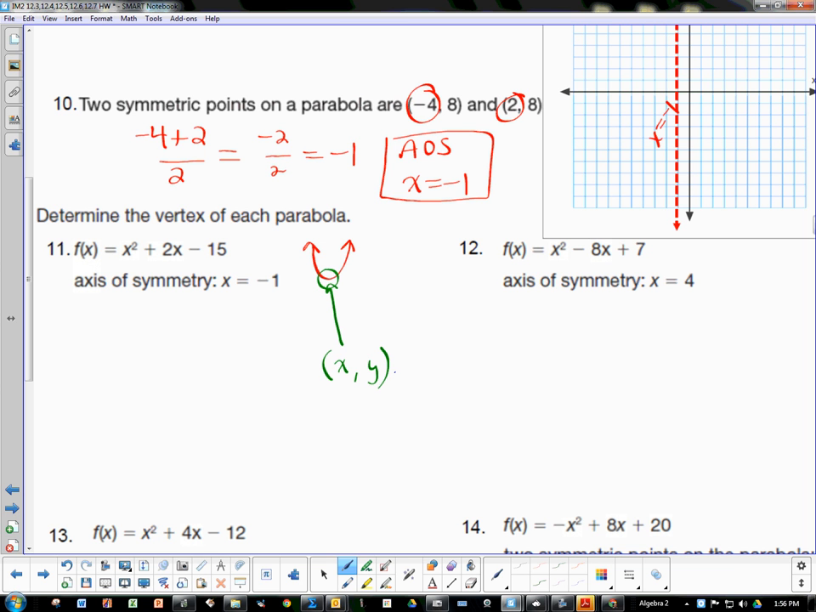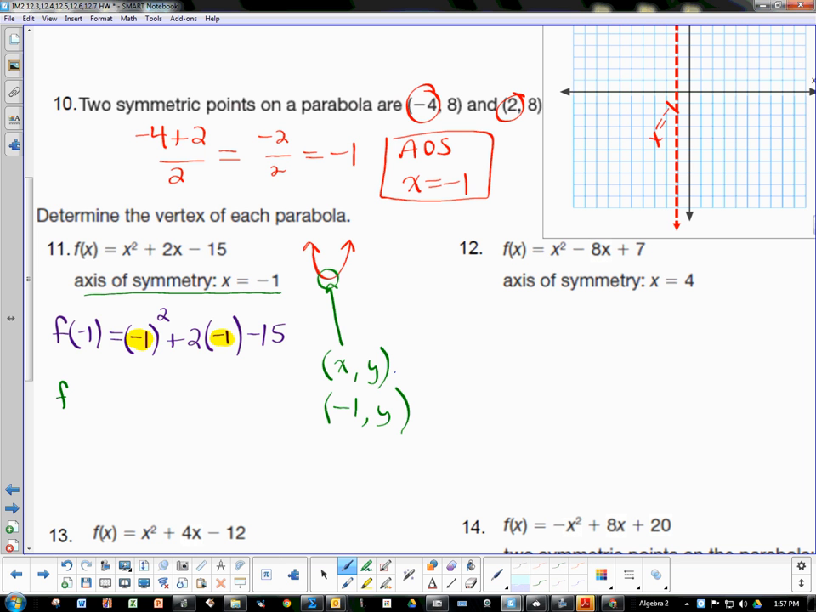Well, fortunately, we know the axis of symmetry. So this vertex is going to be -1 comma y. Well, I don't know what that y is, so all I have to do is take this -1 and plug it in. So we're going to find f at -1, which is equal to -1 squared plus 2 times -1 minus 15. So you can see immediately what I did: I plugged in a -1.